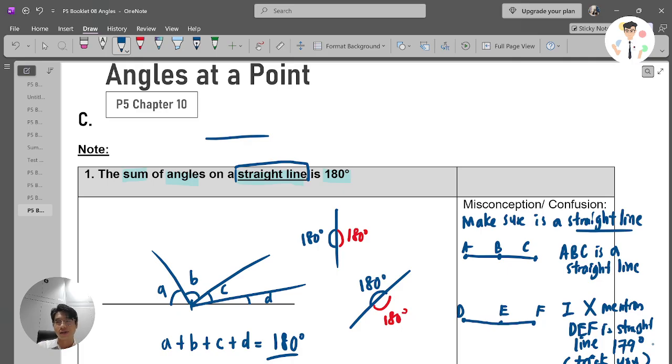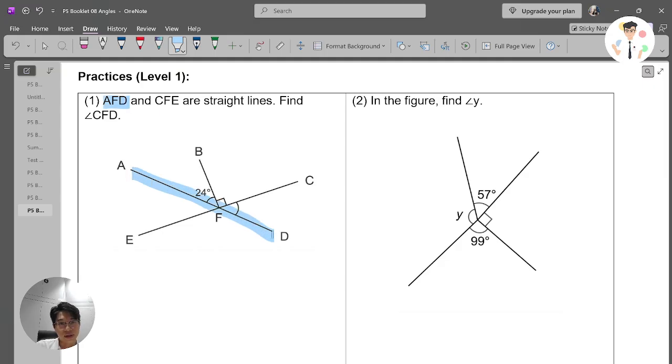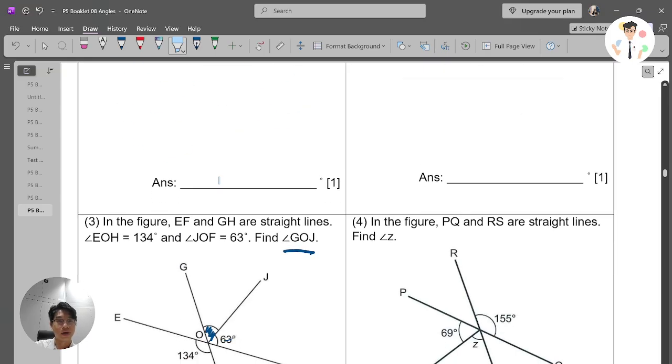In the questions that you'll be seeing, you might see a question like this. So you must make sure the question says that it's a straight line. Let me show you some of the questions that you will always see. I will always state very clearly that AFD is a straight line, CFE is a straight line. Then you can be sure that it's a straight line. If I don't mention it, then you don't assume it's a straight line. I will always say EF, GH are straight lines.